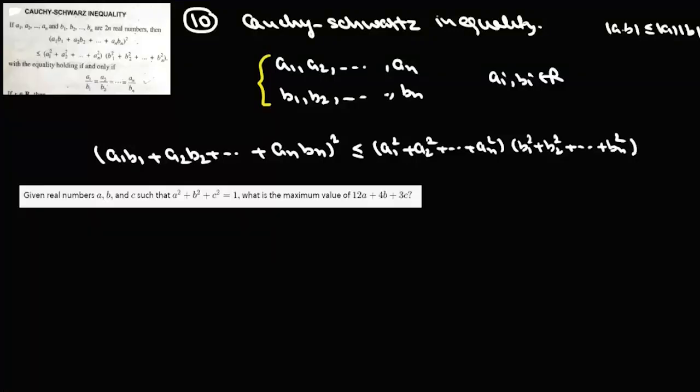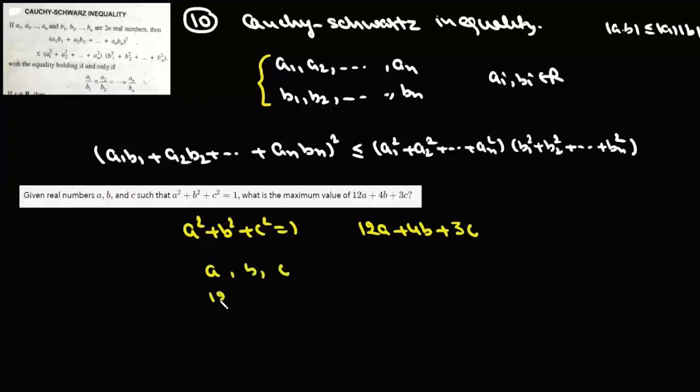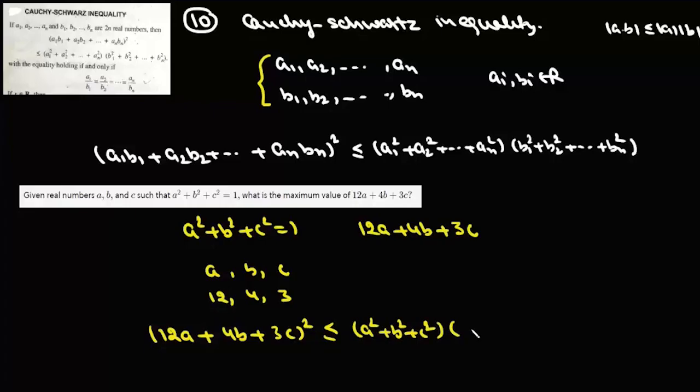It says we are given real numbers a, b and c such that a square plus b square plus c square is 1. Then what is the maximum value of 12a plus 4b plus 3c? Now we'll consider 6 numbers. 3 numbers are a, b and c, and other 3 numbers are 12, 4 and 3. Now if we use Cauchy-Schwarz inequality in this, we can write 12a plus 4b plus 3c whole square will be less than or equal to a square plus b square plus c square into 12 square plus 4 square plus 3 square.